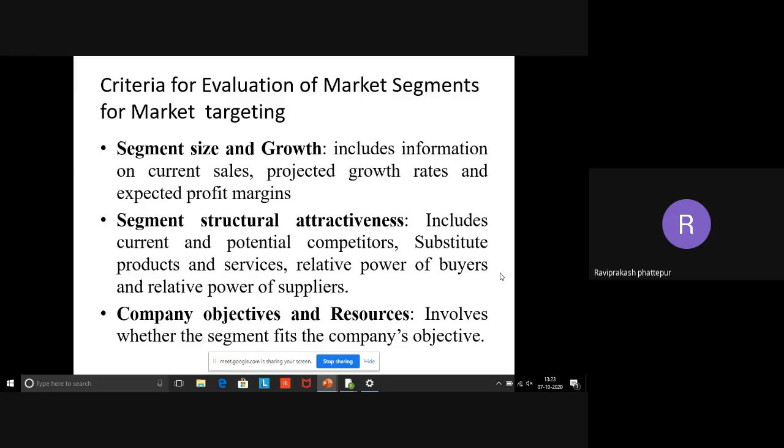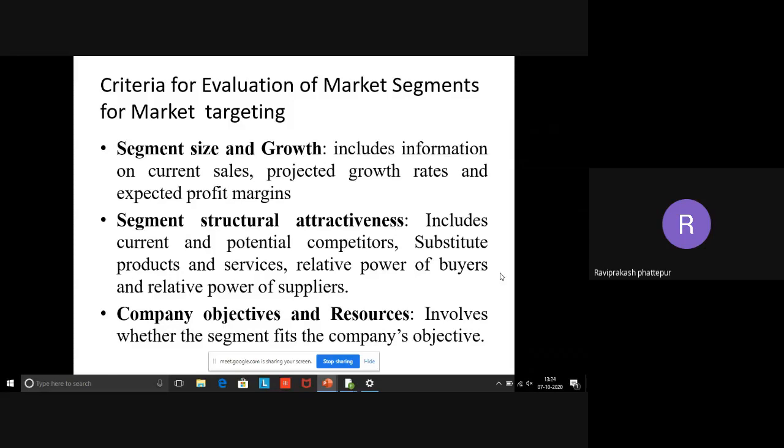So you have to see where the growth of that particular segment is very vast, as well as the competitors are less. So if you are moving into that kind of segment, then your growth will be faster. So if you have the objective of faster growth, you have to choose that kind of characteristic or segment.